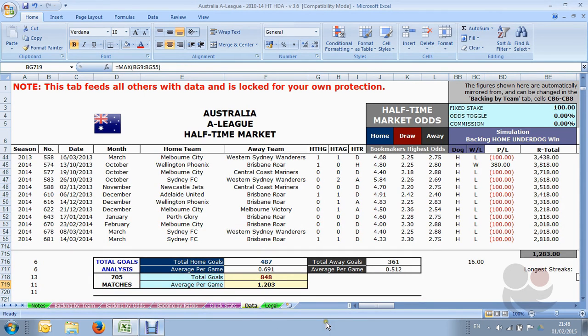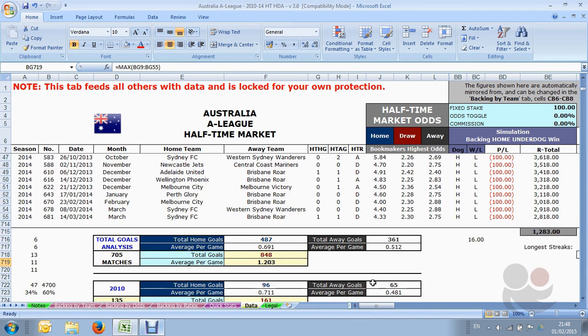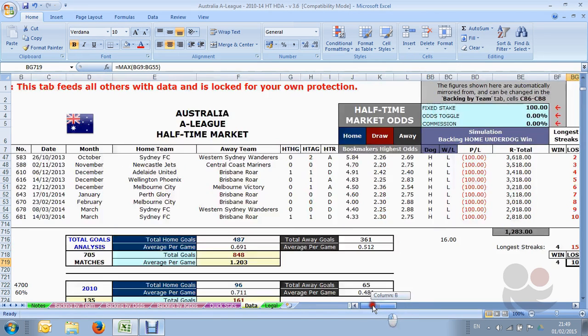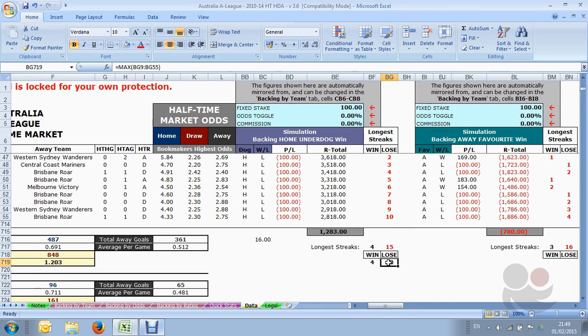Looking at this system where we are backing the home underdog when the away odds are 2.9 or below, this can be considered as the classic high risk, high return strategy, and therefore not really within my remit. The longest losing streaks are reduced to 10 because we have reduced the number of games from 705 just to 47 over 5 seasons. But still 10 is quite a large number for such a small number of games. The winning streak remains at 4.